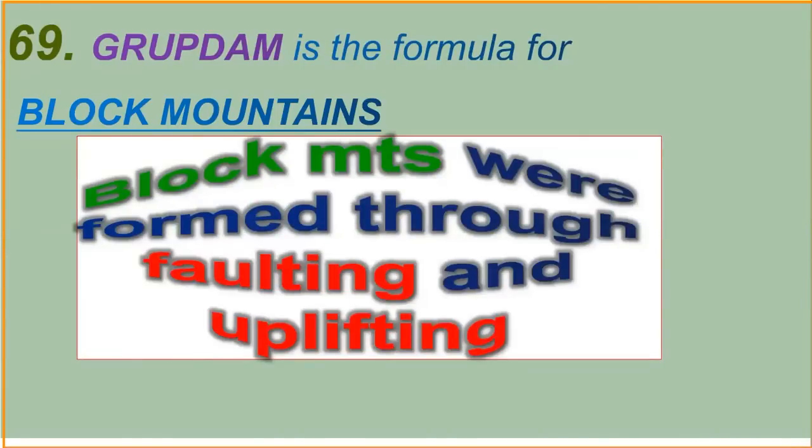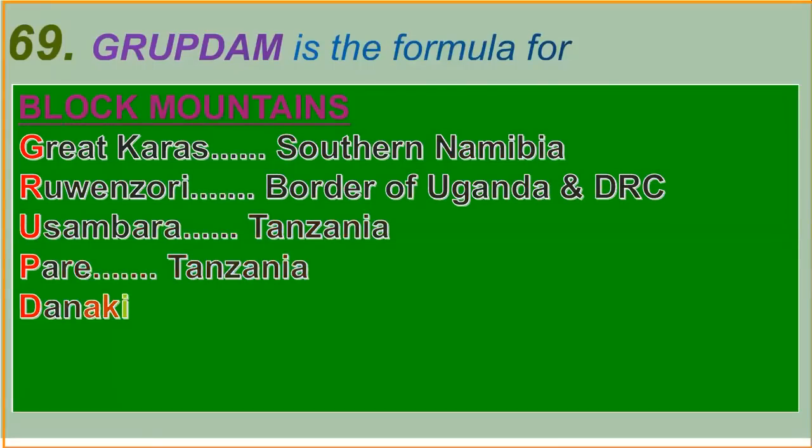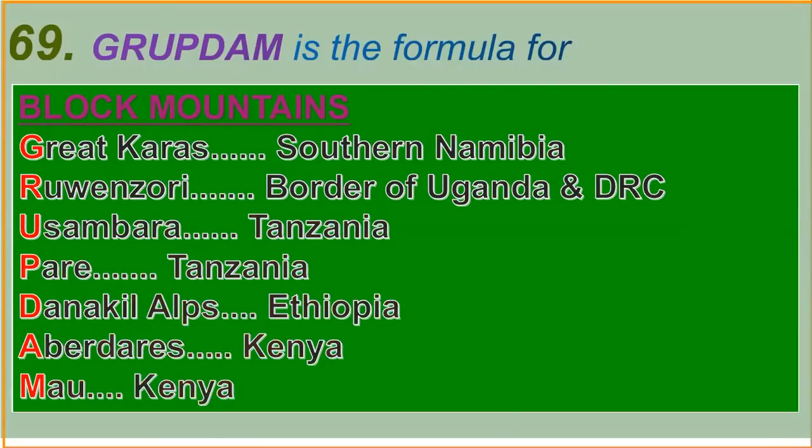So they include Great Karas of southern Namibia, Ruwenzori on the border of Uganda and DRC. We have Usambara of Tanzania. We also have Pare in Tanzania, Danakil Alps in Ethiopia, Aberdares in Kenya, and the Mau Ridges in Kenya. Please note, Aberdares is on the eastern side of Rift Valley and Mau on the western side of Rift Valley.